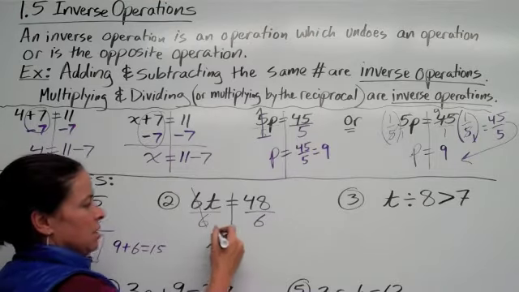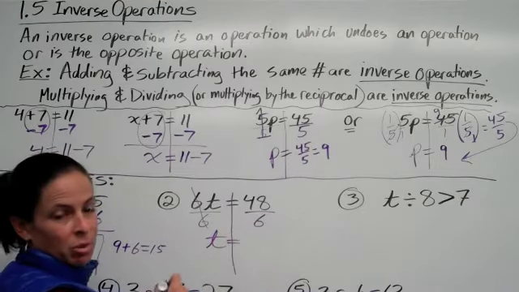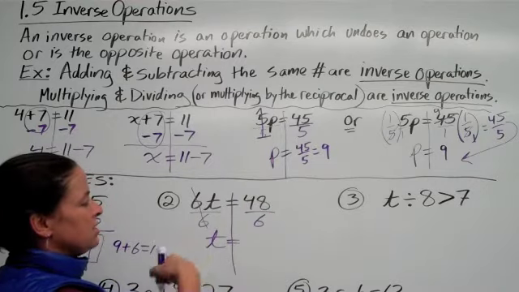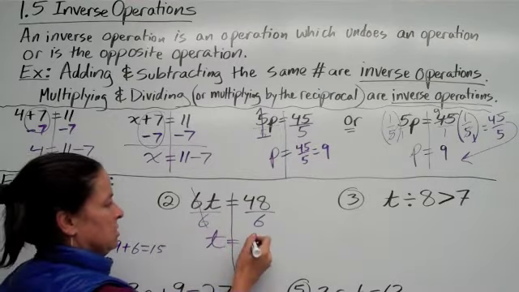So I have 1t. I'm just going to write t instead of putting a coefficient of 1. And then I do 48 divided by 6, which is 8.